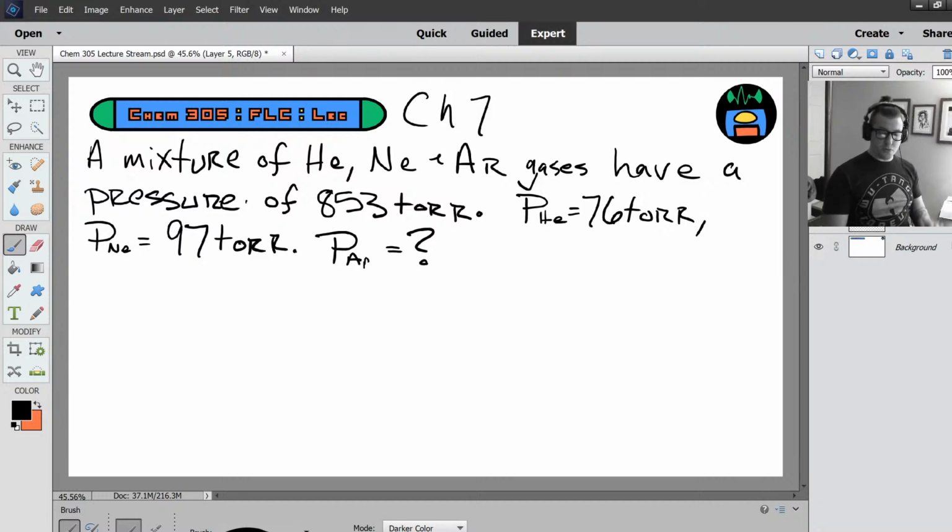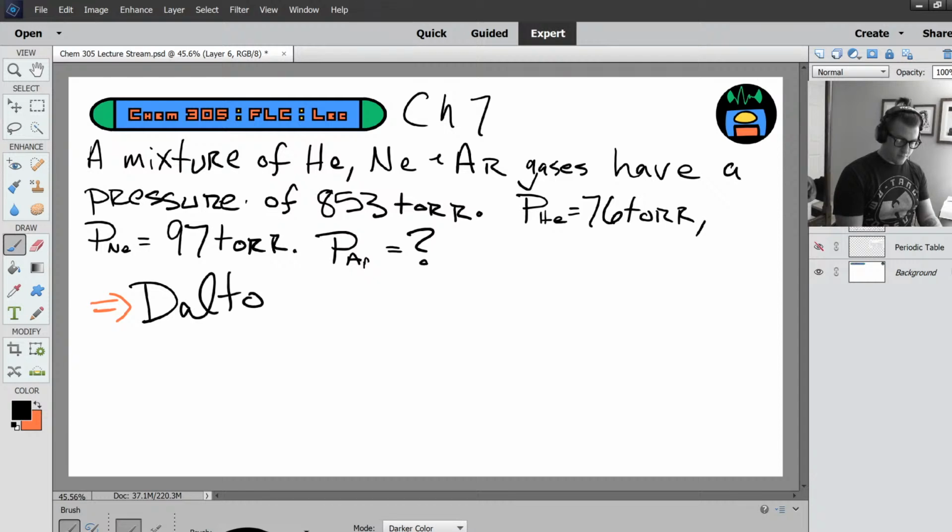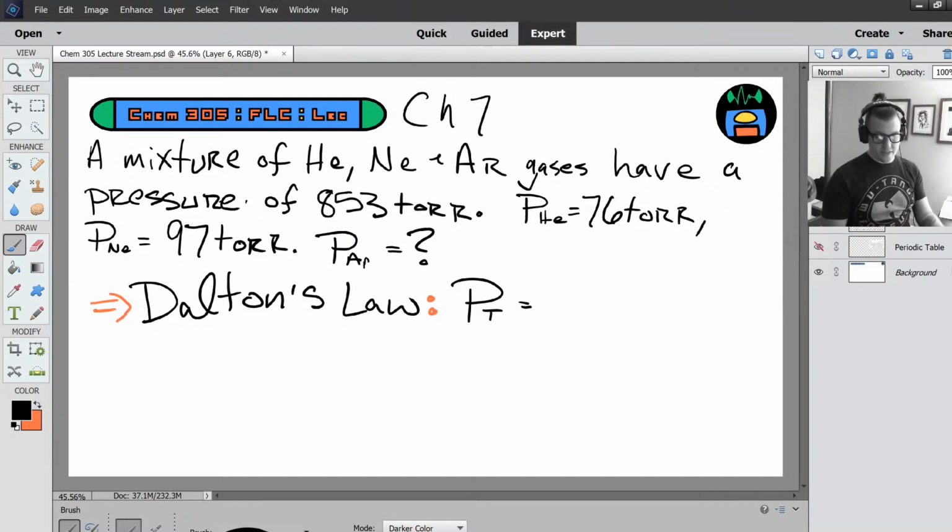Anytime you're dealing with partial pressure, the first thing that should go off in your mind is Dalton's law of partial pressures. Dalton's law of partial pressures states that the total pressure of a mixture of gases is equal to the partial pressure of each component of that mixture. So for this problem, it would be the partial pressure of helium plus the partial pressure of neon plus the partial pressure of argon.